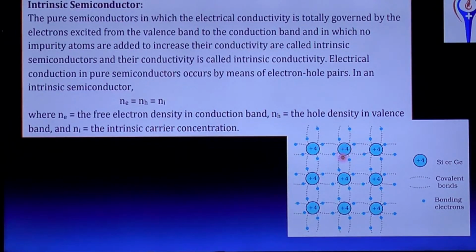See here, silicon or germanium is a tetravalent element. What does tetravalent mean? Valency is 4. This one element contains 4 electrons, 1, 2, 3, 4. And each electron is bonded with a neighboring atom's electron and forms a covalent bond. This is the complete bonding of electrons of the semiconductor, germanium or silicon. Both have tetravalent valency.